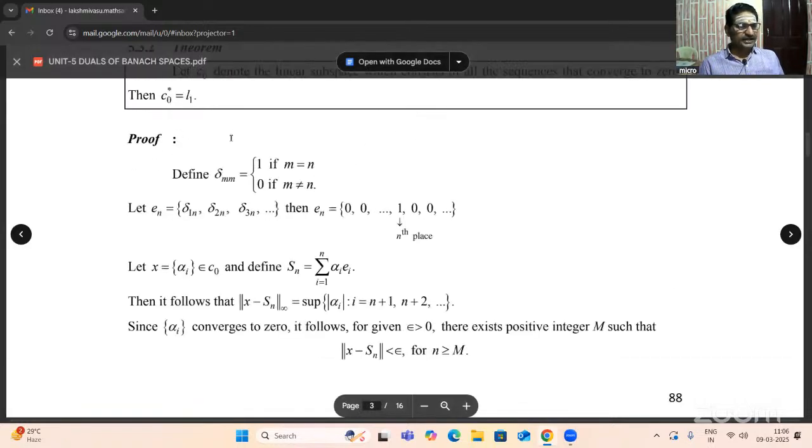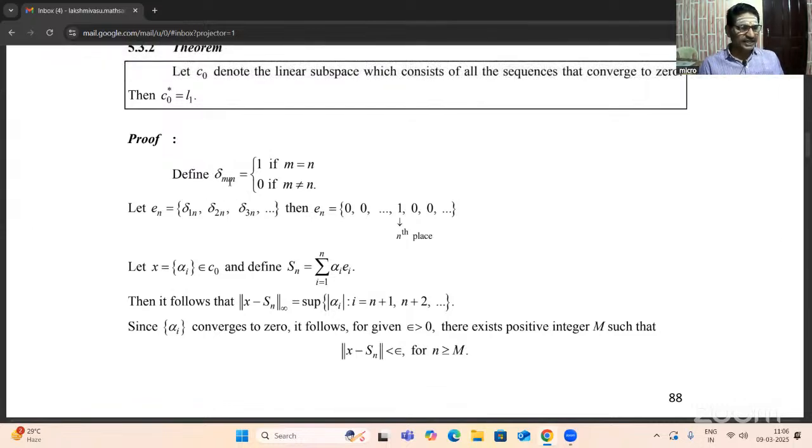This is the Kronecker delta. It is read as del mn, not mm. Kronecker delta del mn equals 1 if m equals n. Suppose m is not equal to n, then that value is 0. Suppose you are taking m varying from 1 onwards.